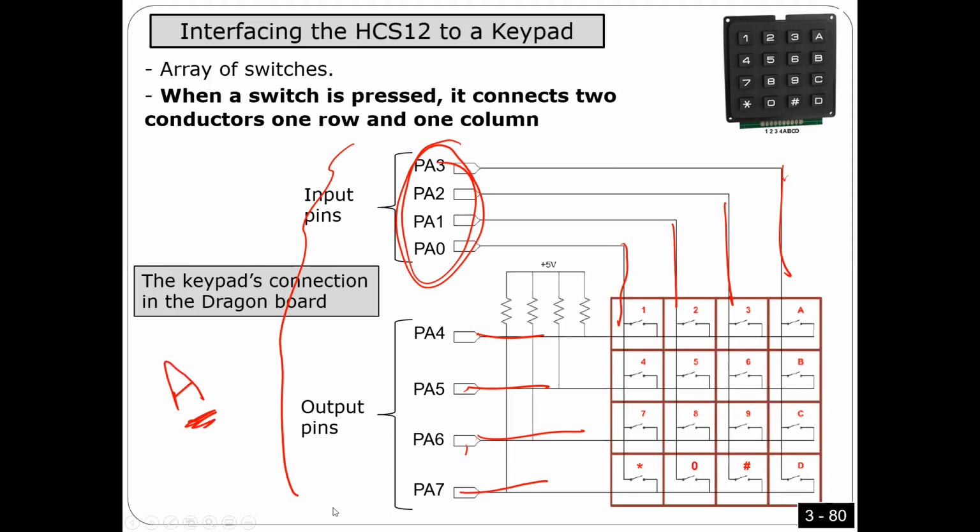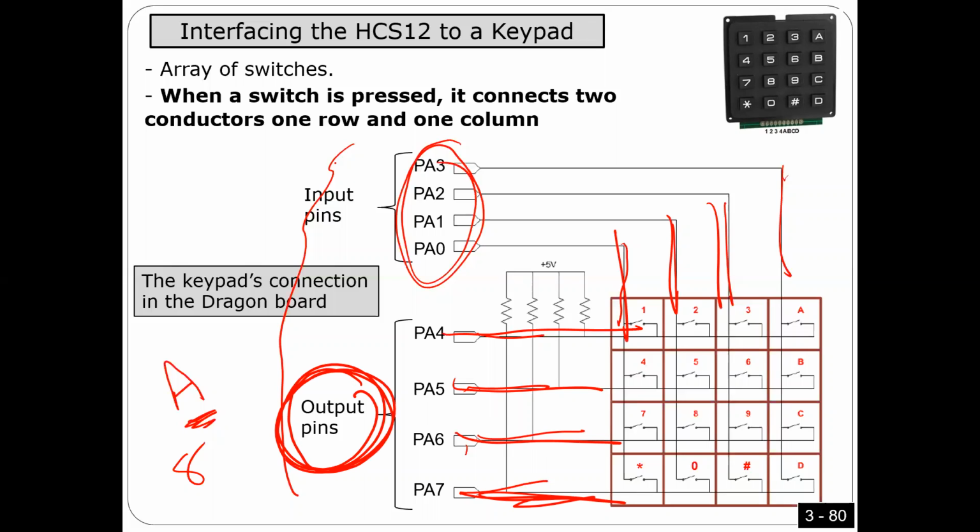Look here, guys. Port A has 8 pins. I'm going to use all of them for the keypad. But I'm going to use these 4, as you see here, as output pins, and these 4 here are going to be input pins. So 4 input, 4 output.